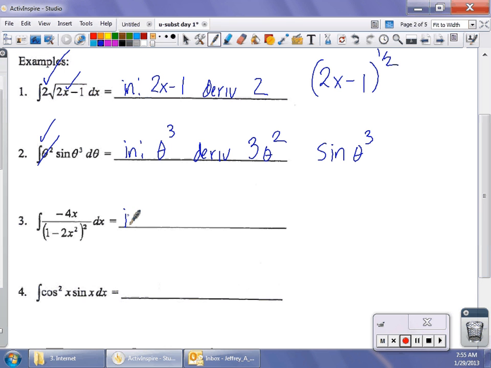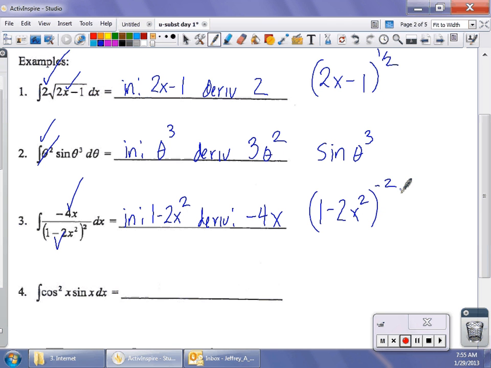In the third one, the inside function is 1 minus 2x squared. The derivative is negative 4x. So we have our inside and we have the derivative of the inside. So now we would find the antiderivative of 1 minus 2x squared to the negative 2 power. And actually, I'll go back and do those.